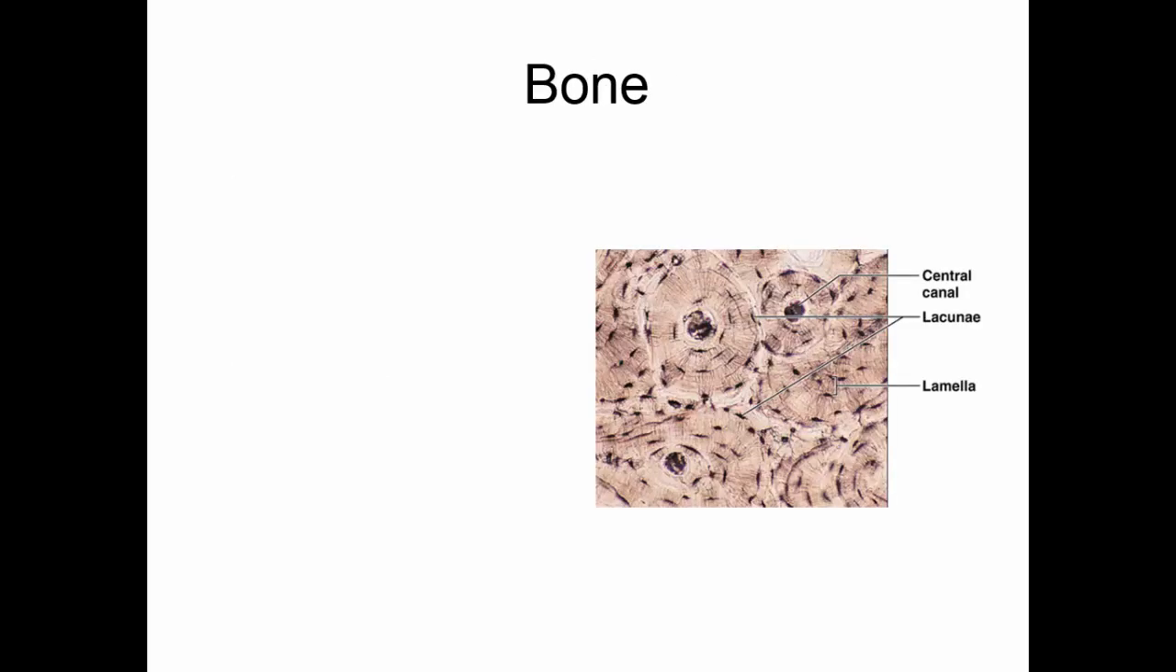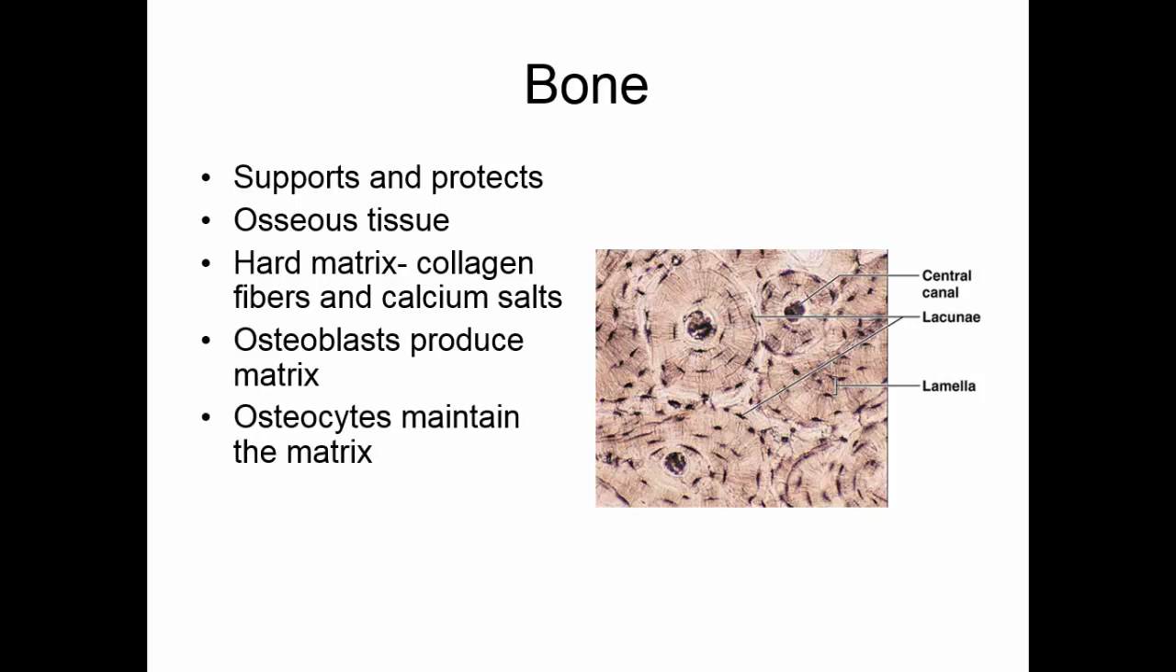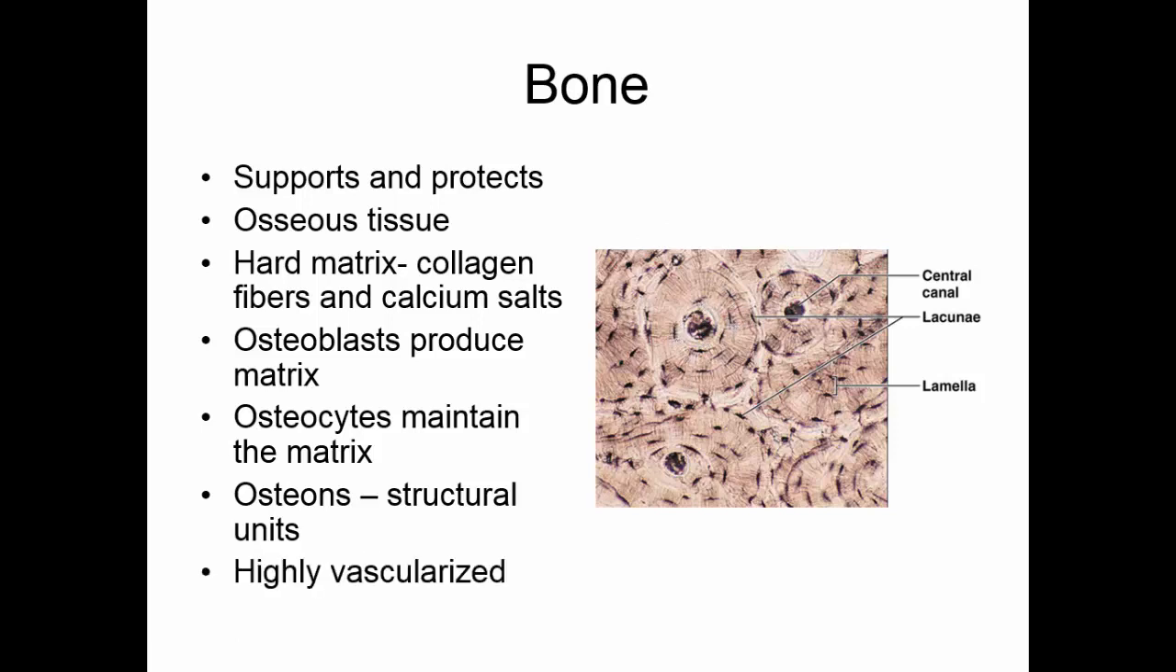Bone is also a connective tissue. It's involved in supporting and protecting. We sometimes refer to it as osseous tissue. Here the matrix is very hard. There are still collagen fibers in it, but calcium salts deposit in the matrix to give it that firmness. Osteoblasts produce the matrix, and osteocytes maintain the matrix. The bone is arranged in structural units known as osteons. That's these little cores here. This is a blood vessel in the center, and here are the osteocytes out here in the matrix. You can see that there are a lot of blood vessels in bones, so bone is highly vascularized and heals quite well.